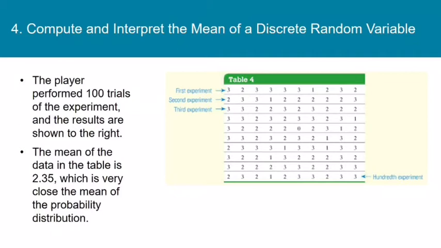In fact, if we were to let the basketball player continue making trials of 3 free throws each, then the more trials he makes, the closer we expect the mean of this raw data to get to the mean of the probability distribution that we found with the calculator because of the law of large numbers.